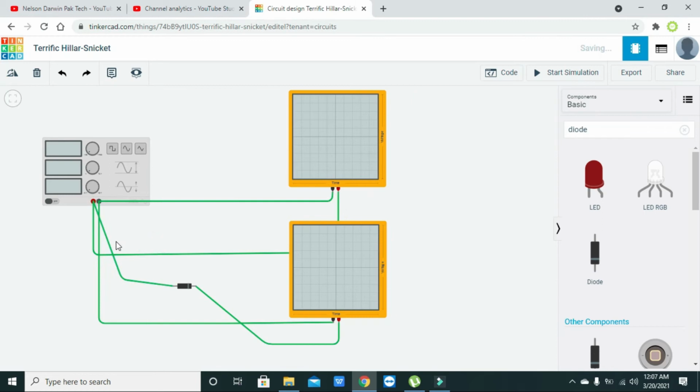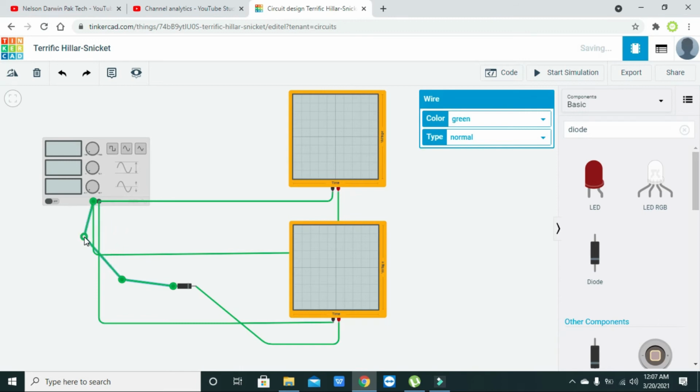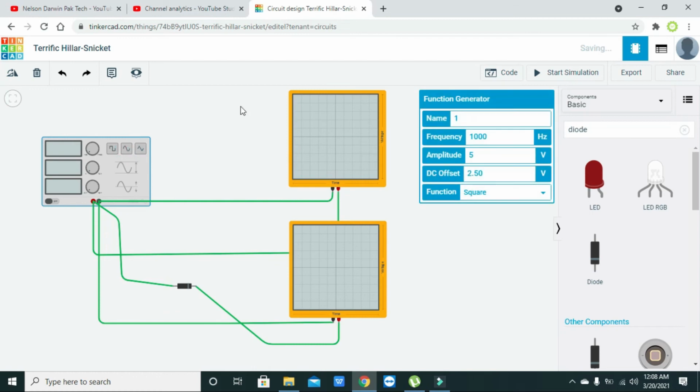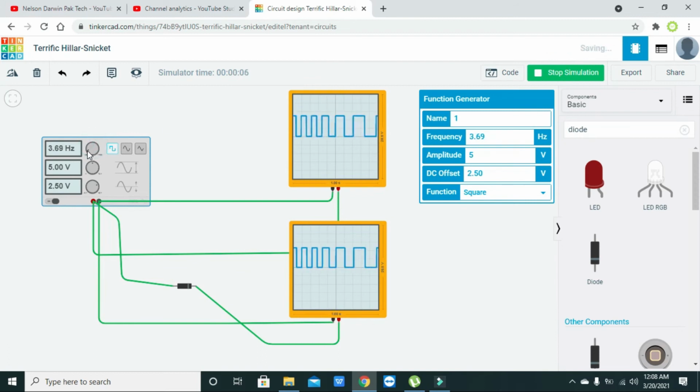Now we will see what the effect of the diode will be. First we will simulate. Then we are going to reduce our frequency, and then we will select the sine wave.